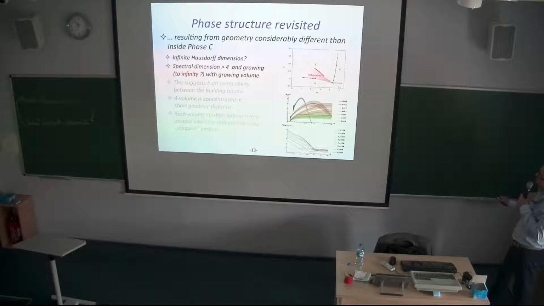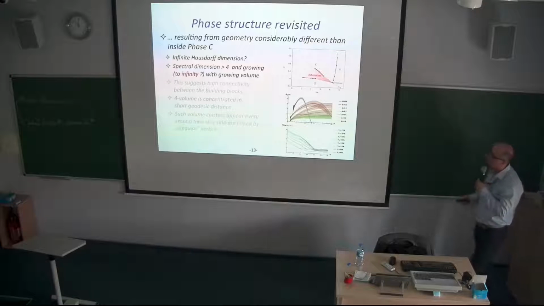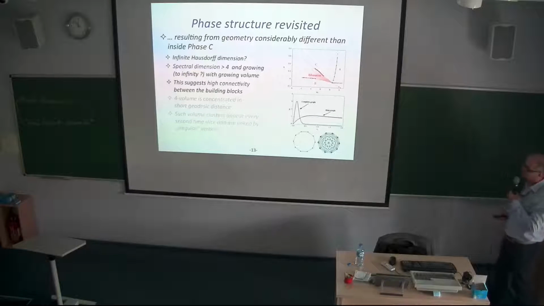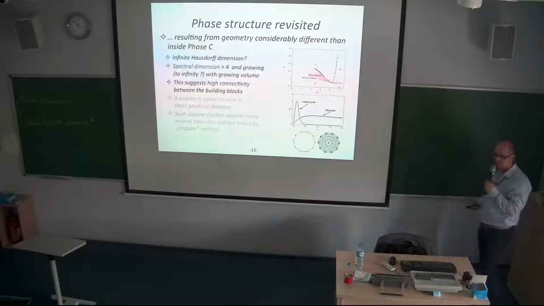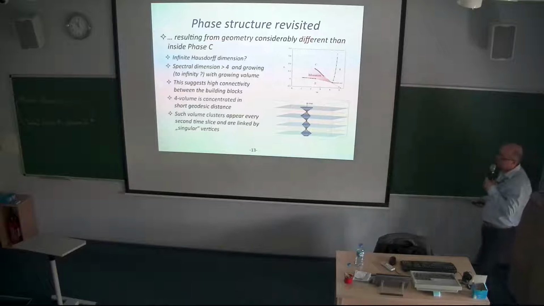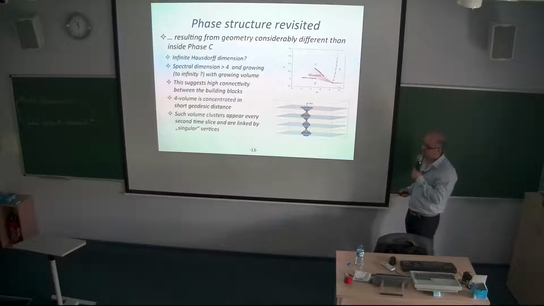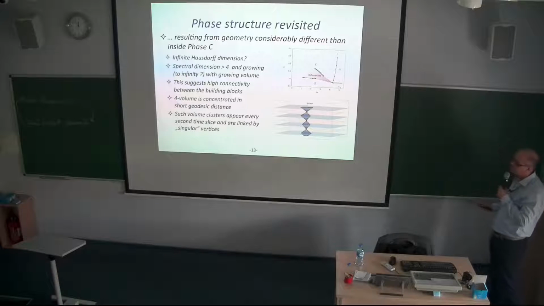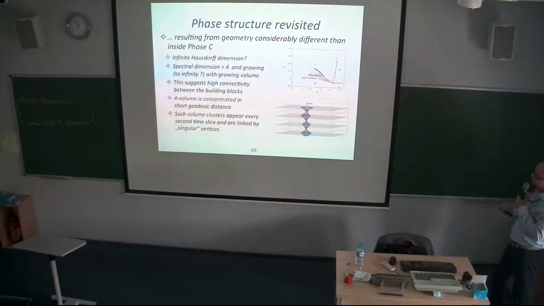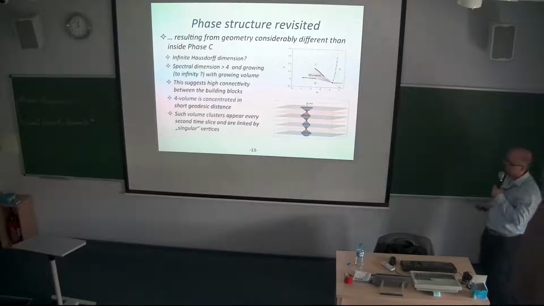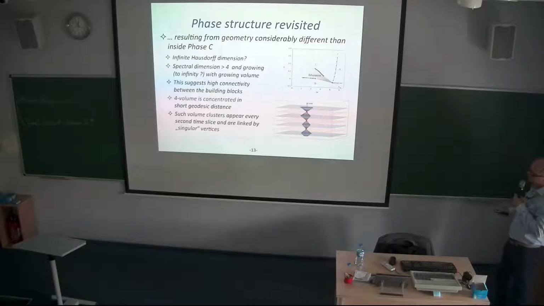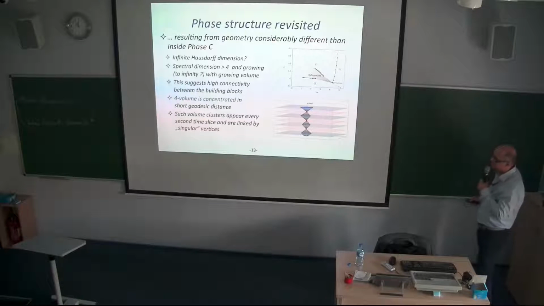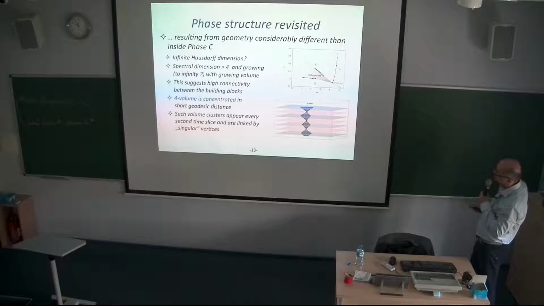However, if we are in this bifurcation region, it goes much above 4. And such a spectral dimension suggests that there is high connectivity between building blocks of our triangulation. In fact, we measured it directly in our numerical simulation, and it turns out that in the case of this bifurcation phase, four-volume is concentrated in clusters. Such clusters of four-simplices within very short geodesic distance are linked by singular vertices, vertices of very high order, typically 10 or 100 times higher than the order of vertices elsewhere. So we have this structure which somehow propagates in time.